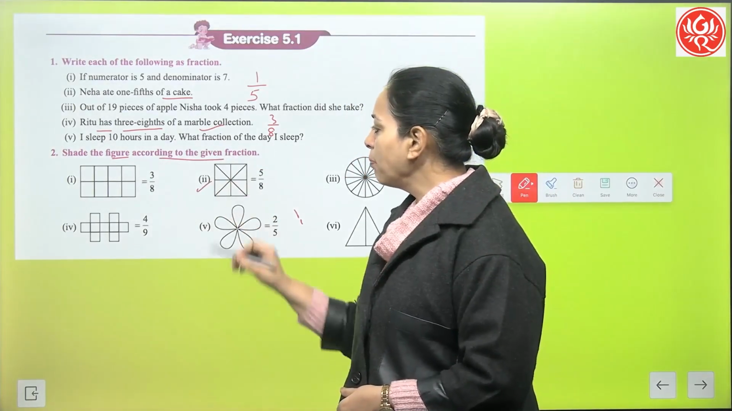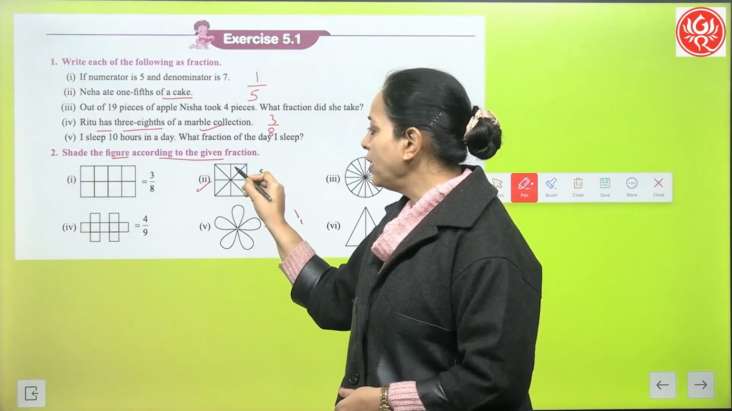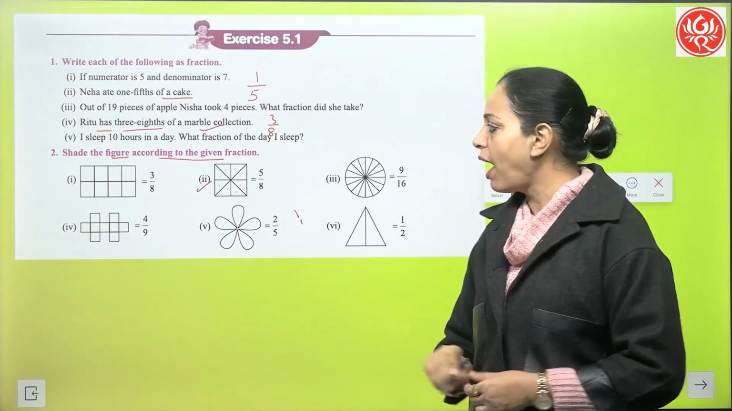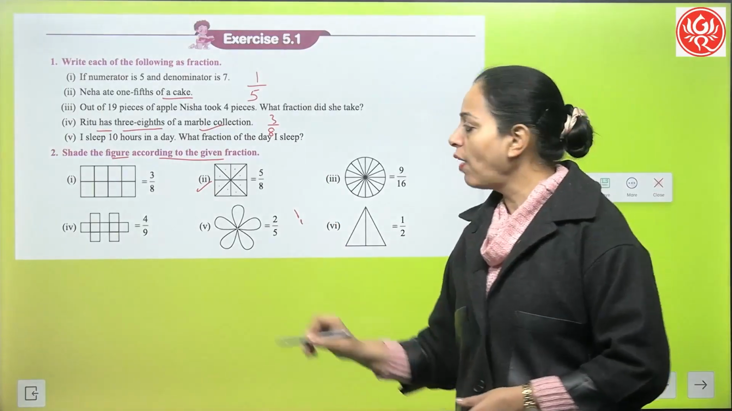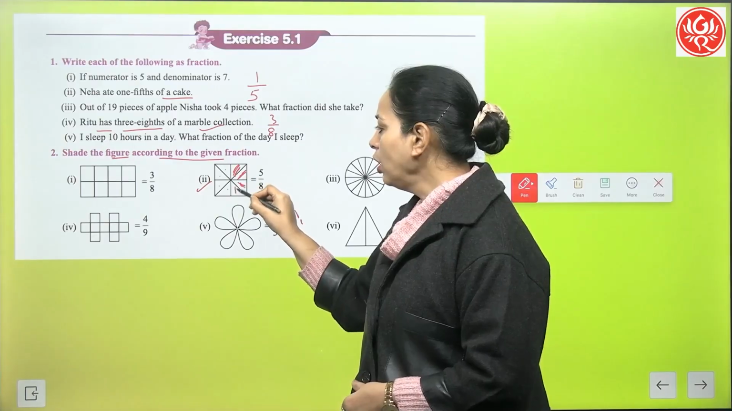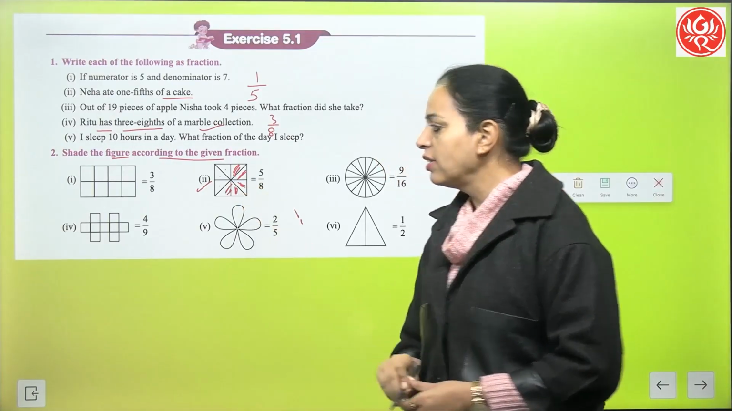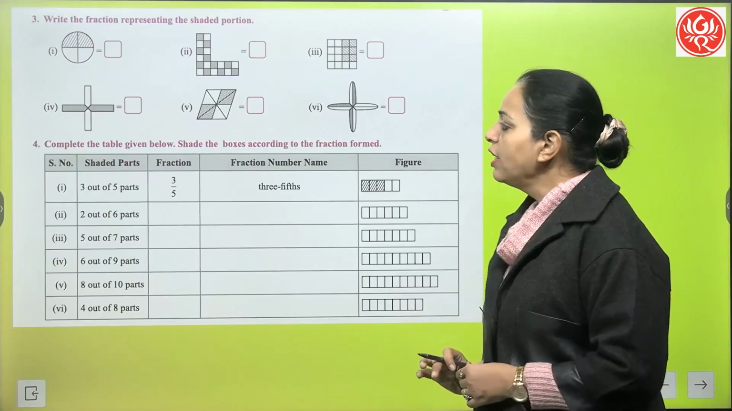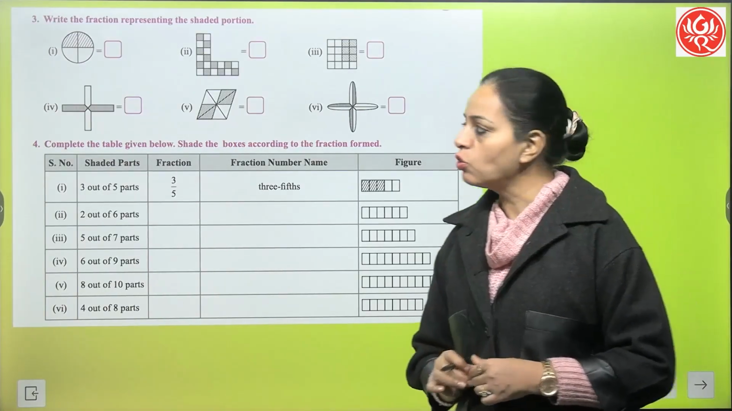Like here, the second part: 5 upon 8 means 1, 2, 3, 4, 5, 6, 7, 8. Total 8 parts. Out of 8, 5 parts are shaded. So 1, 2, 3, 4, 5. Similarly, you can try the remaining parts. Very easy. Now we are talking about the third question.